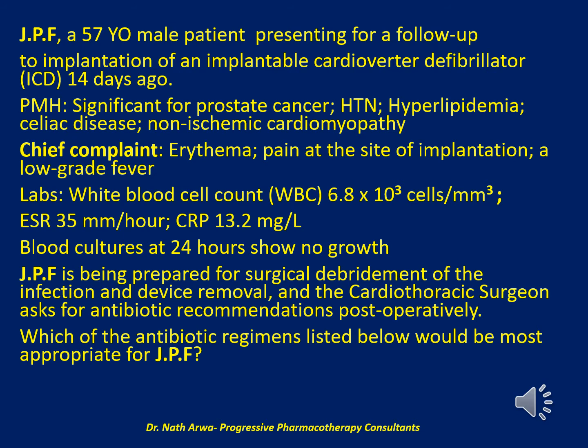His pertinent labs include a white blood cell count (WBC) of 6.8 times 10 to the power 3 cells per millimeter cubed, an ESR of 35 millimeters per hour, and a CRP of 13.2 milligrams per liter. Blood cultures at 24 hours show no growth. JPF is being prepared for surgical debridement of the infection and device removal, and the cardiothoracic surgeon asks for antibiotic recommendations post-operatively. So my question to you is, which of the antibiotic regimens listed below would be most appropriate for JPF?